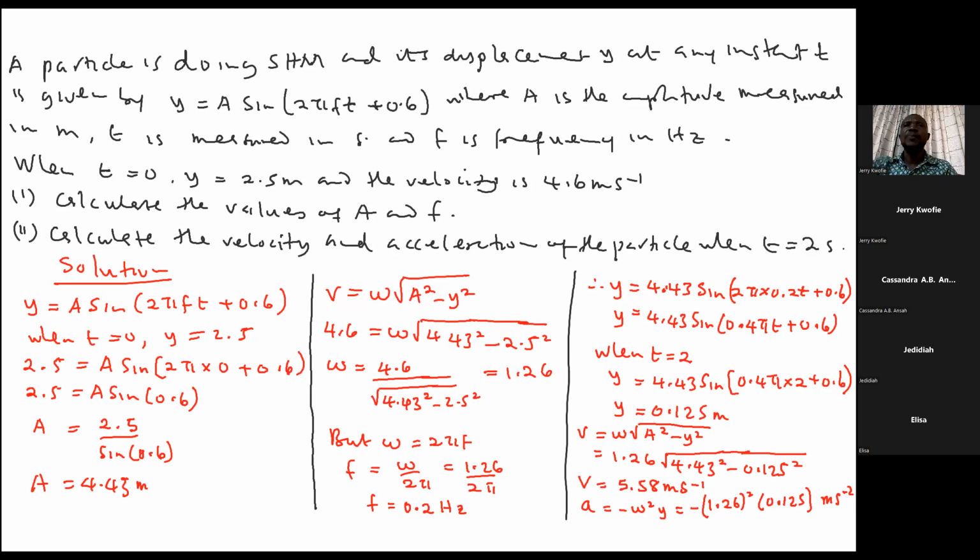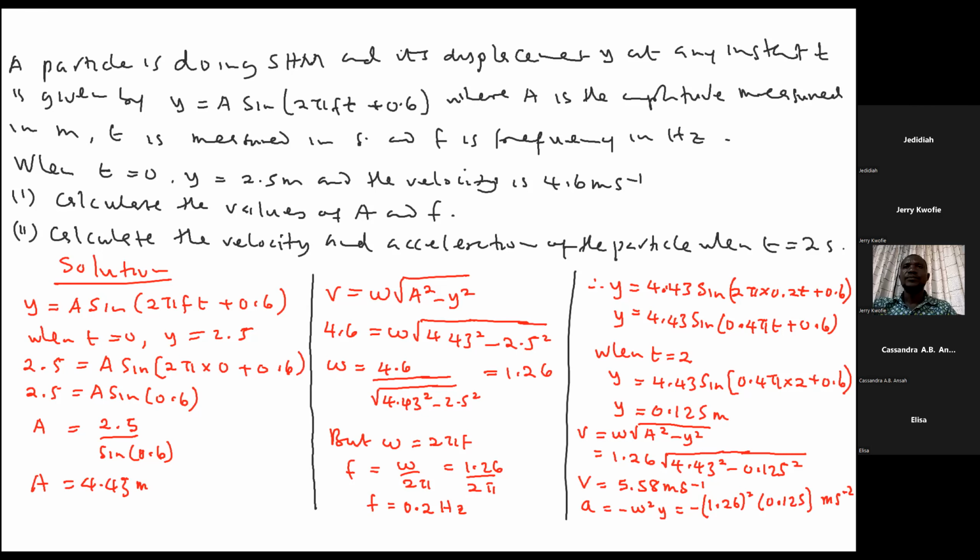Any questions? Yarida? Sir. Yes. See the third part, y is equal to 4.43 sine, then bracket 2 pi times 0.2. Where did you get the 0.2 from? Where did I get the 0.2? You see, frequency. Okay, that's fine. Yes, if you have seen it, that's okay.